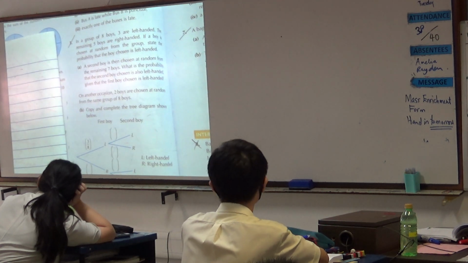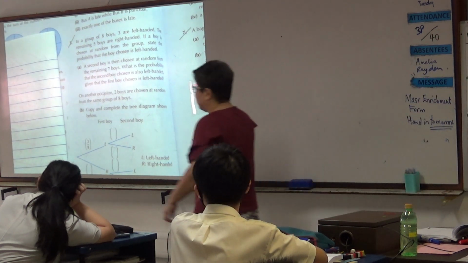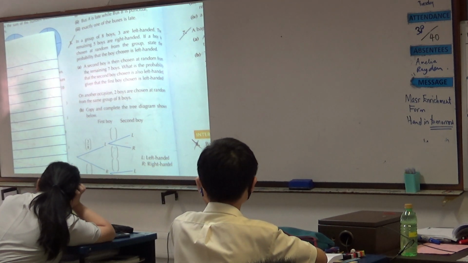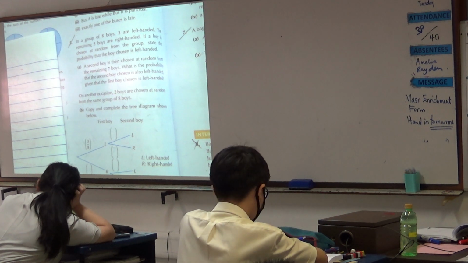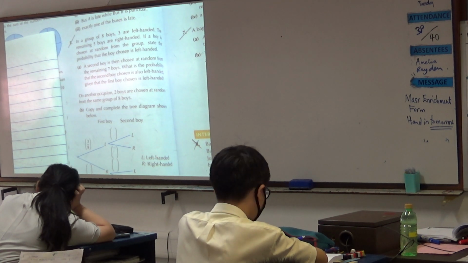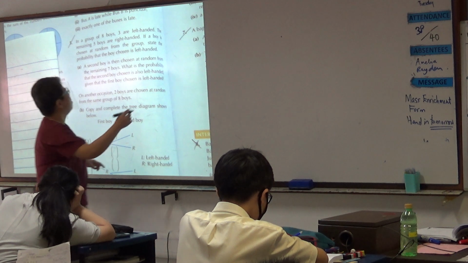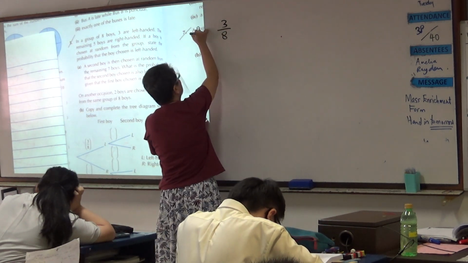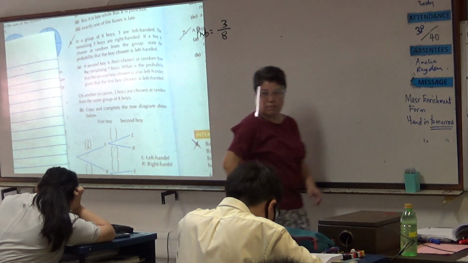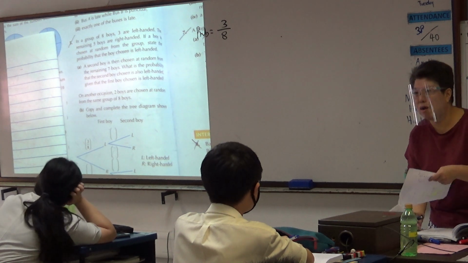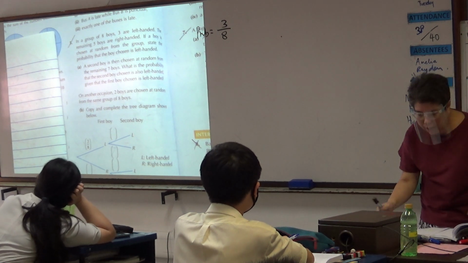Okay, let's look at number 5. Let's not talk about teachers. Teachers can take care of themselves. In a group of 8 boys, 3 are left-handed, the remaining 5 boys are right-handed. If a boy is chosen at random from the group, state the probability that the boy chosen is left-handed. So it must be 3 out of 8, like the first answer. Am I right to say that? 3 out of 8. This is a straightforward case.